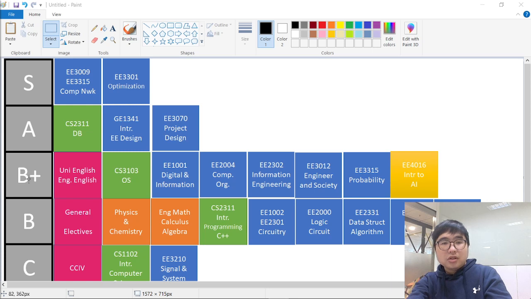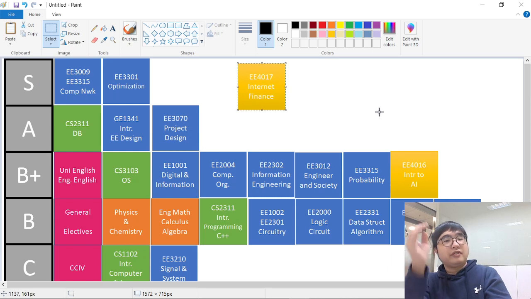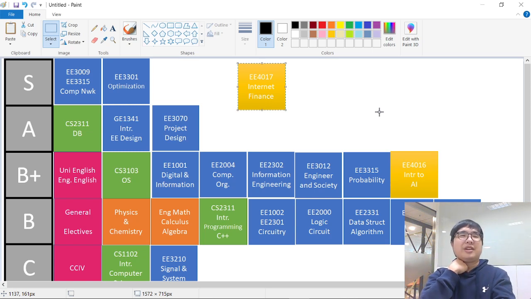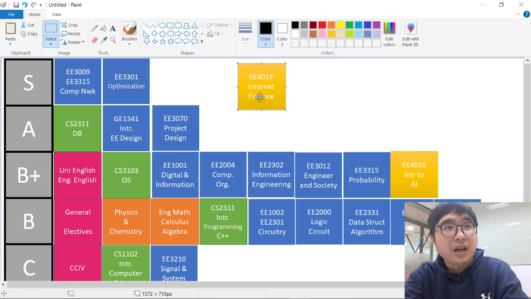So the next free elective course that we have is Internet Finance. It's another course that is a bit easy. You do need to use Python to do some graphing and even some data processing, but it's pretty easy, I would say. One of the more challenging, more interesting things they have is the project to simulate blockchain.